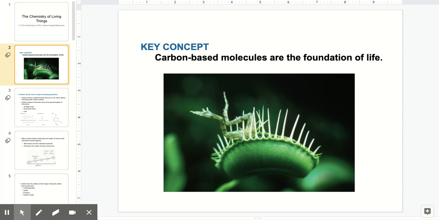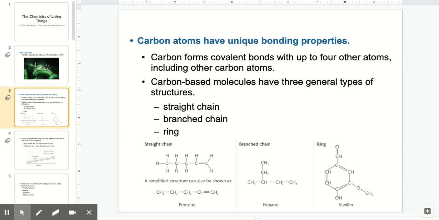Now, you're also going to hear carbon based molecules called biomolecules or biological macromolecules. And ultimately, it all means the same thing. It's just a different wording for the same thing. So when we're talking about molecules that are made from carbon based, we have to address some of the very unique properties that carbon has.